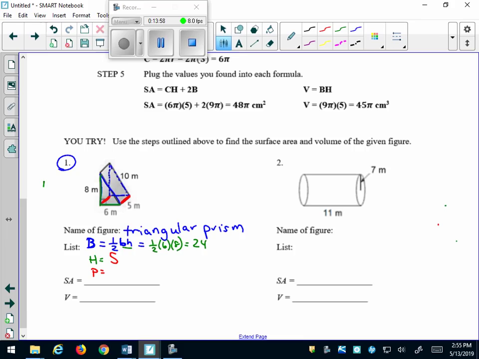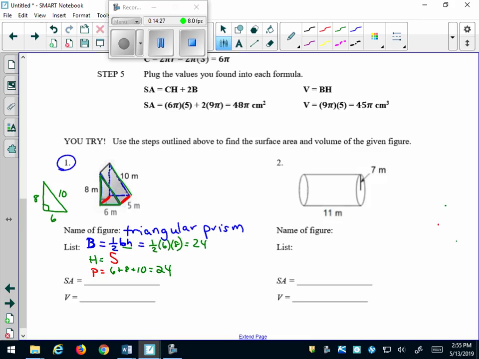So the perimeter of this triangle, I'm going to redraw it. This is 6, this is 8, and this is 10, because it's the same as this one here, right? If they didn't give us that 10, we could have done Pythagorean theorem to get it, but they're going easy on us today. So the perimeter of the triangle is 6 plus 8 plus 10, which happens to also be 24.